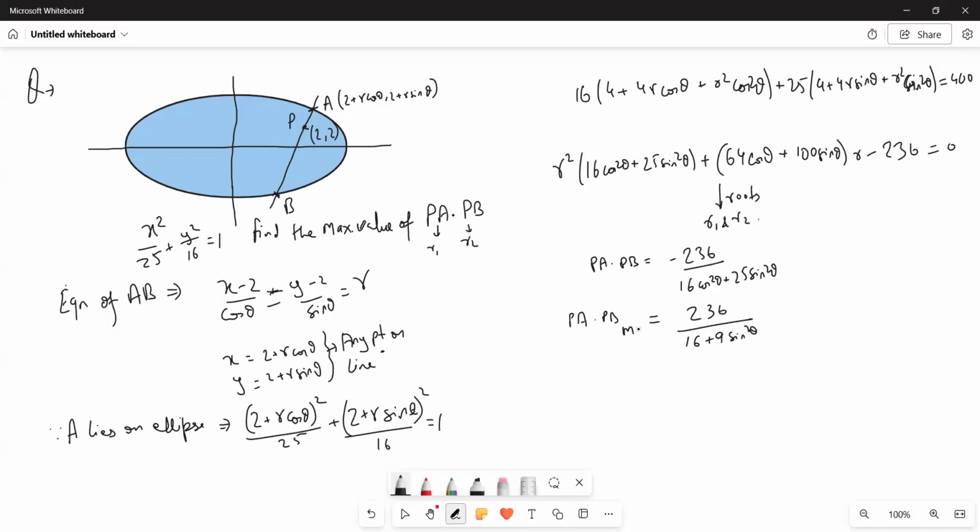So this is PA into PB. So PA into PB max would be... अच्छा यहाँ पे also, सर PB वही नेगेटिव साइन है ना. It's the product of distances, so mod हो जाएगा automatically. ठीक है सर. It's the product of distances, है ना? तो automatic mod हो जाएगा. तो maximum value आएगा 236 by 16.